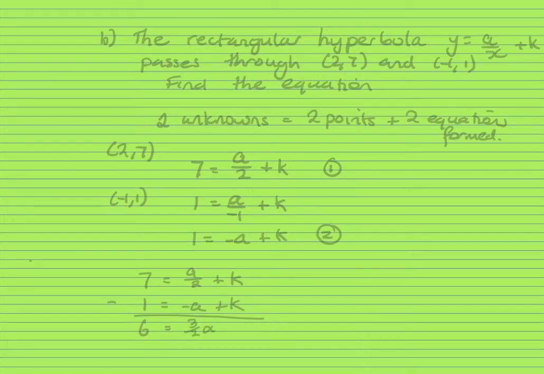Now I just need to solve this equation, and I'm going to get rid of that divided by 2 by multiplying by 2. So I end up with 6 by 2 equals 3a. So 12 equals 3a, and a equals 4.